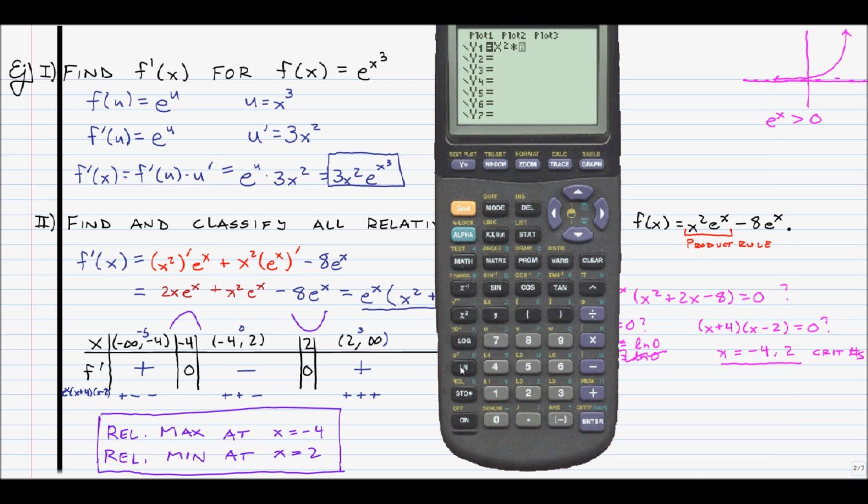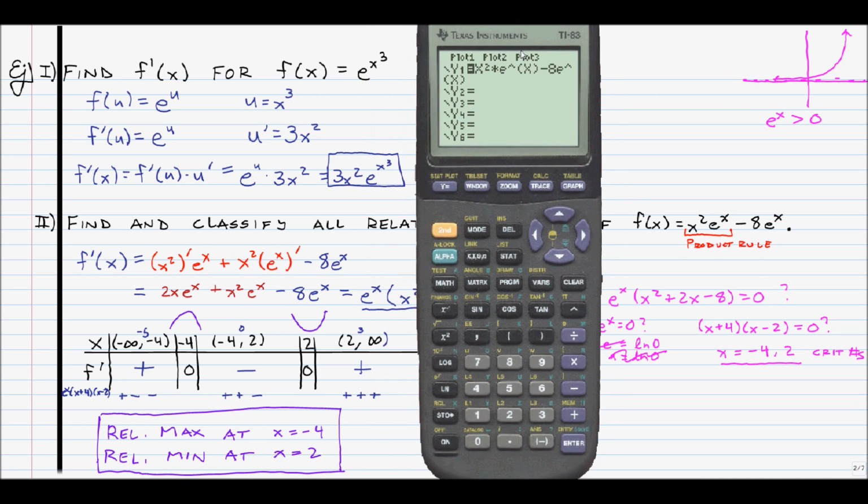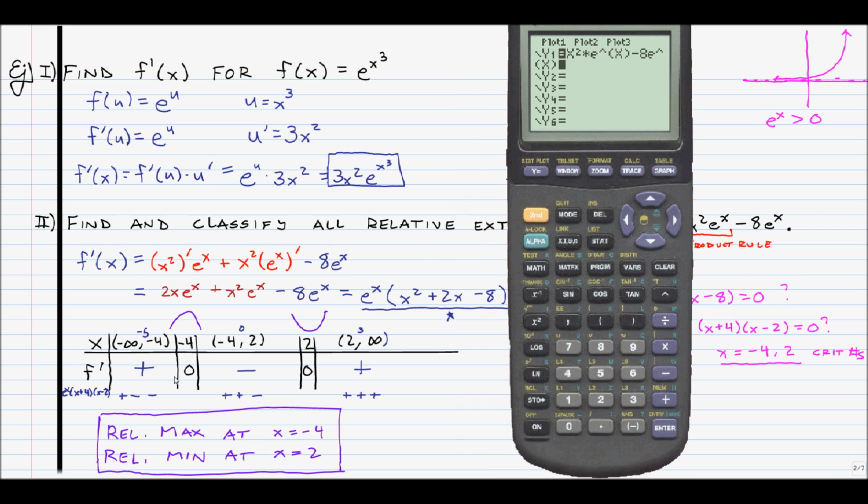So let's see. We've got, that was not correct. So we got x squared times e to the x minus 8 e to the x. And now what we're hoping that we see here, looking at this function, will be something that's increasing up to negative 4, then decreasing, and then increasing again at positive 2 and onward. So let's find out. We've got our window to standard. Let's see what happens.